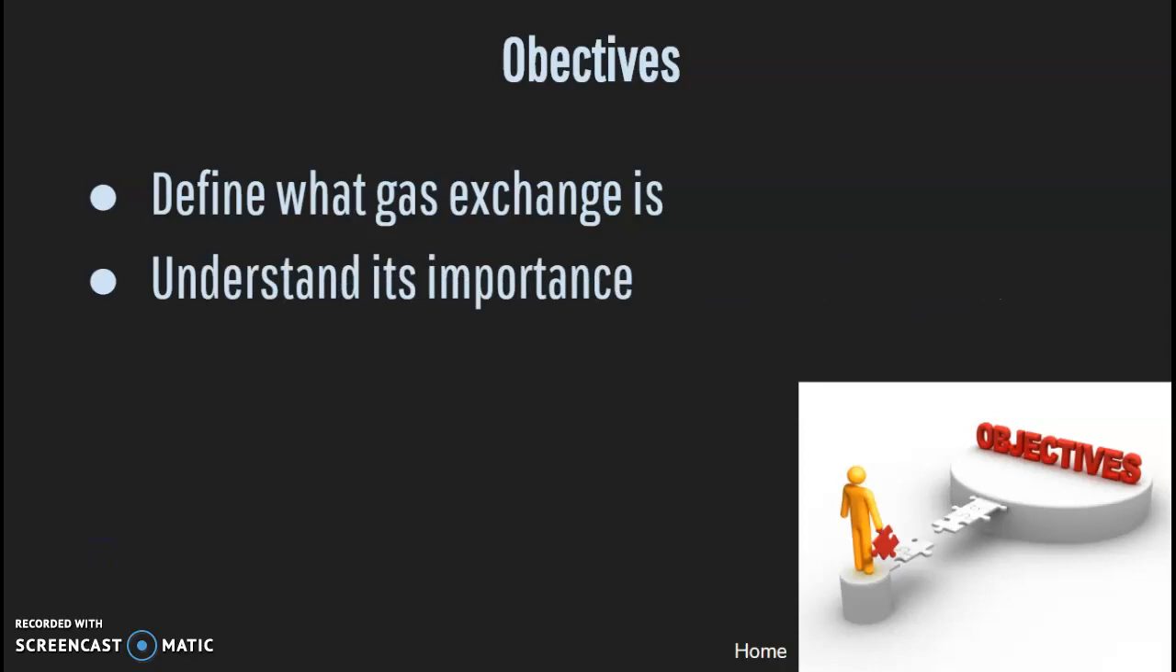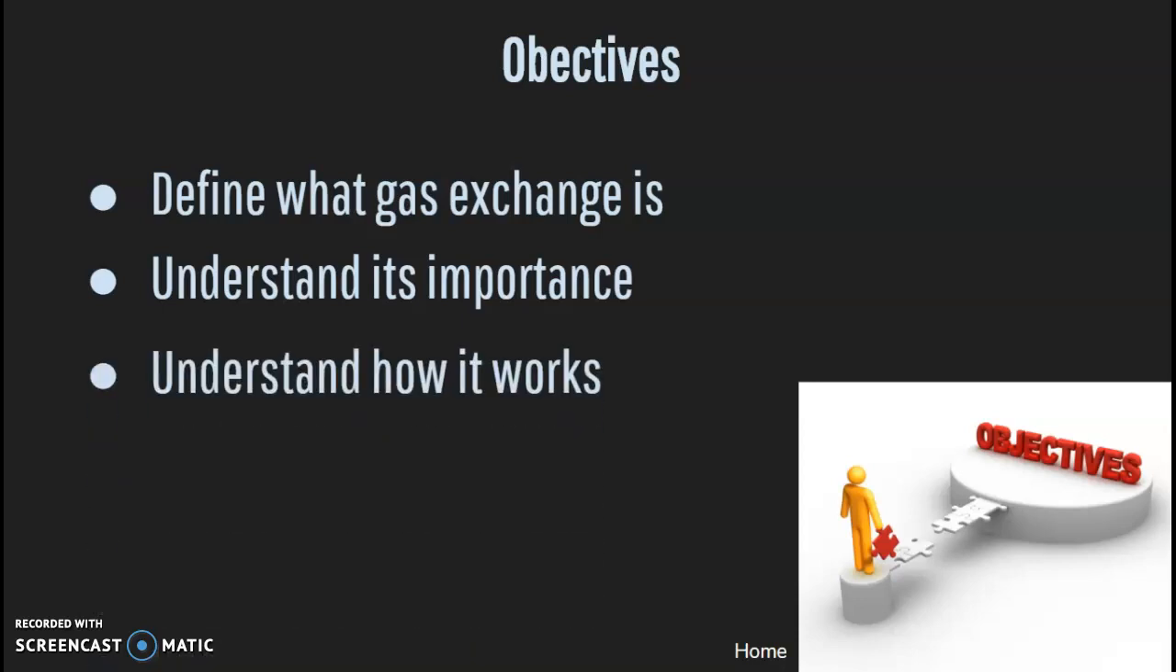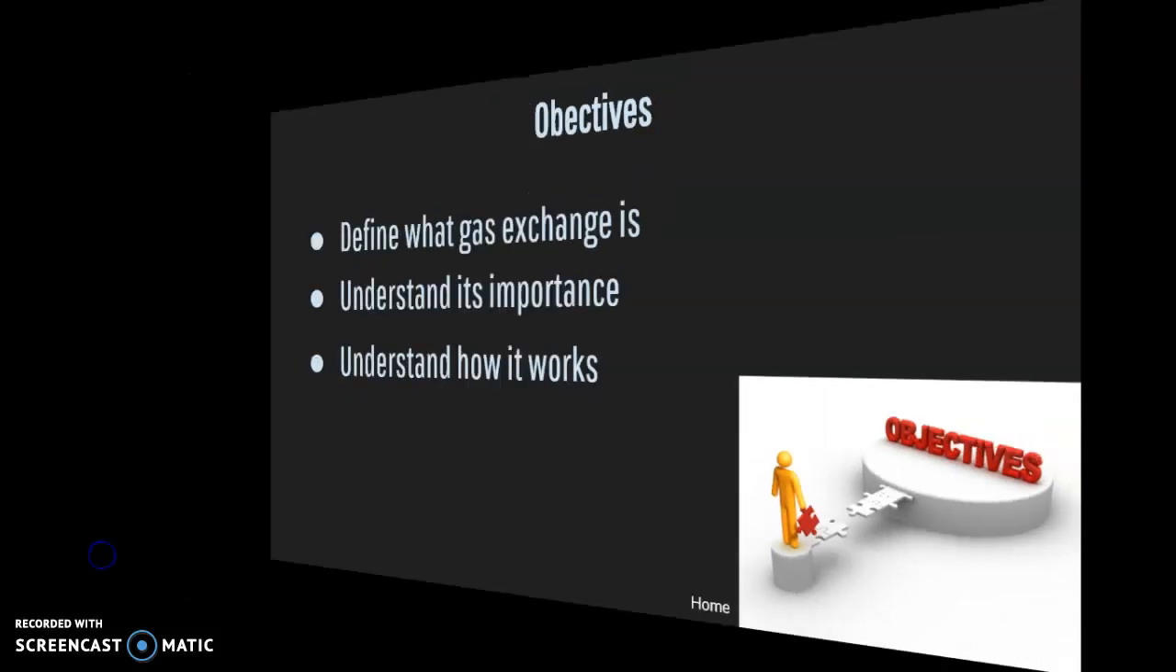My second objective is to understand the importance of gas exchange. As in, why is it important that our bodies have this capability? My third objective is to understand how respiration works, how it is able to do what it does. So let's get started.